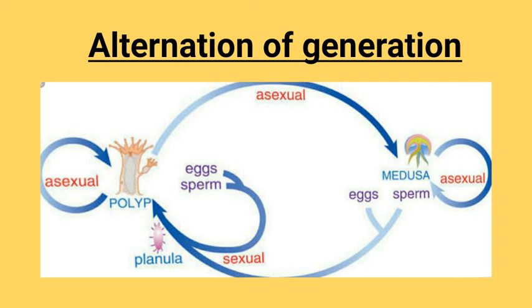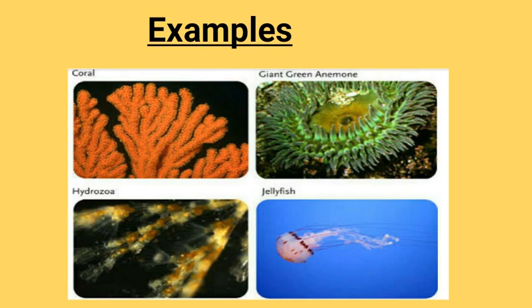Some examples of Phylum Coelenterate: we have coral, red in color, beautiful, giant green anemone. We have hydrozoa, jellyfish. These are some examples of Phylum Coelenterate.